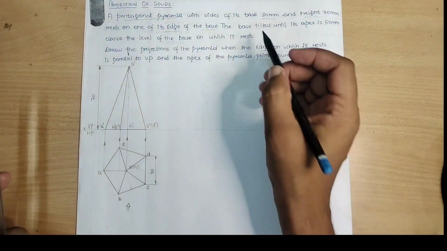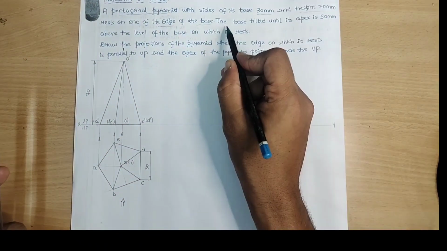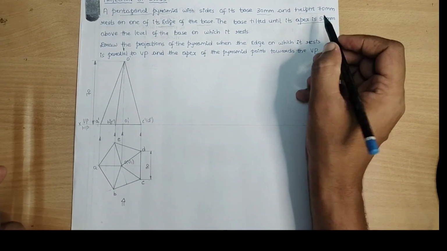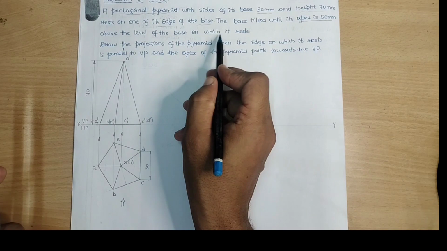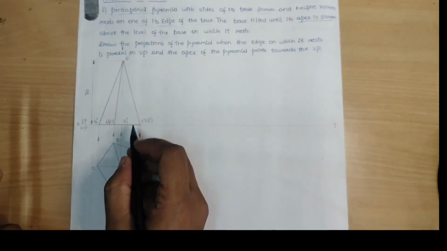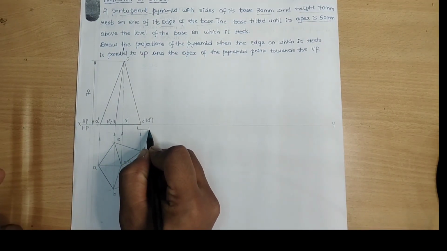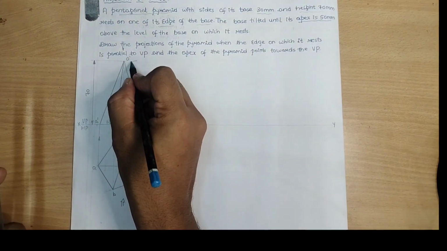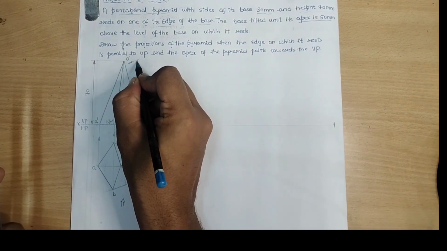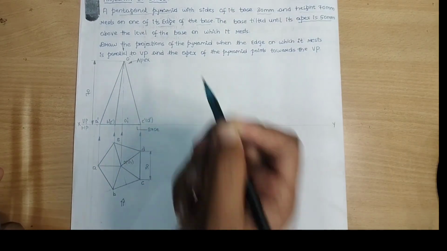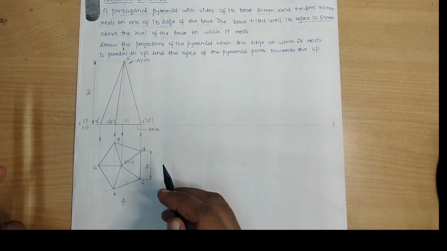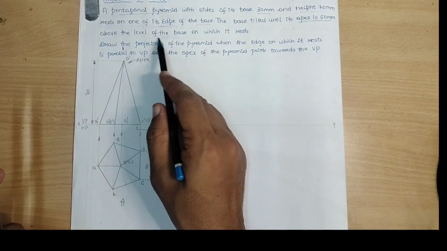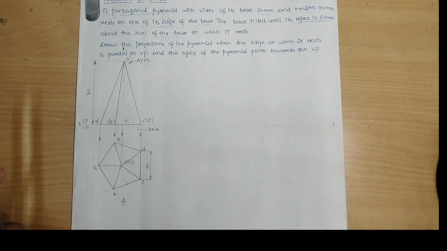What is the next condition? The next condition is the base tilted until its apex is 50 mm above the level of the base on which it rests. That is what they are telling. So let us call this portion as the base of the pentagonal pyramid, and this is the apex, O dash is the apex of the pentagonal pyramid. Now it is tilted in such a way that the apex is 50 mm above the level of the base. That is what they are telling.